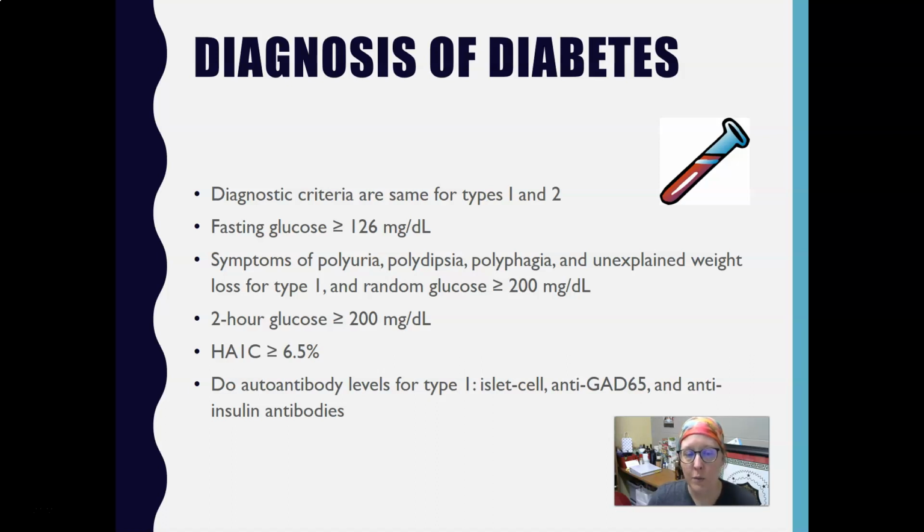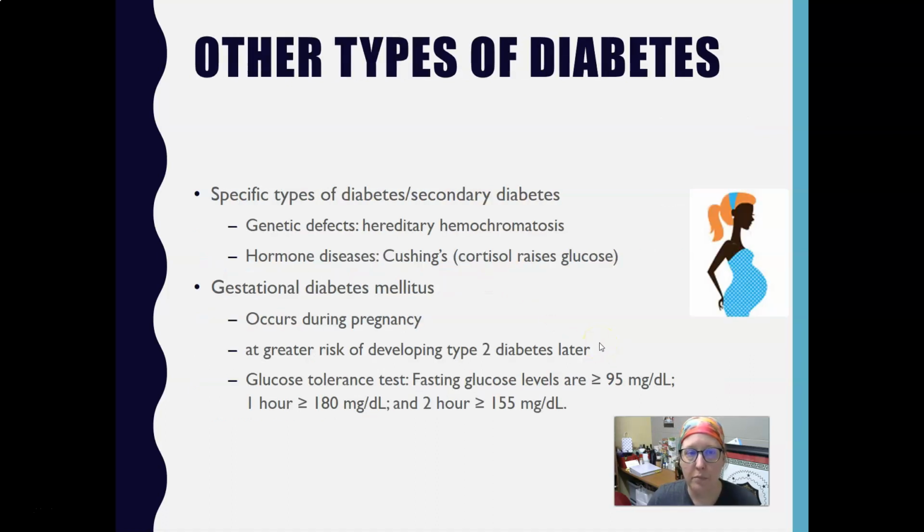If your hemoglobin A1C is above 6.5, that's considered diabetes. And they can do autoantibody levels for type 1 diabetes. The islet cell, anti-GAD65, and anti-insulin antibodies can all be run to help diagnose type 1. So there are other types of diabetes.